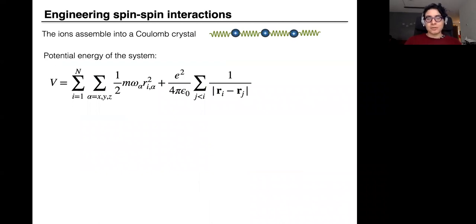Okay, so now to understand how the interactions come about, and these interactions are important both in the gate case. I mean, all these Mølmer-Sørensen type gates use these, and also just in the normal simulator.